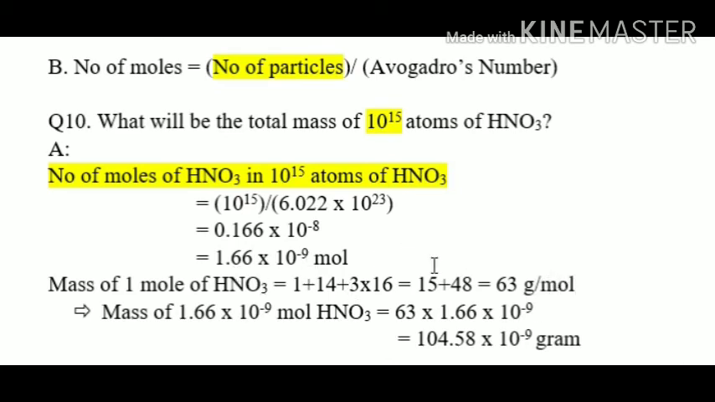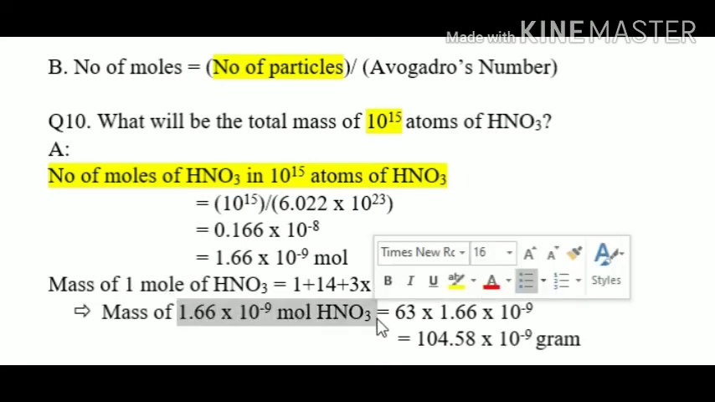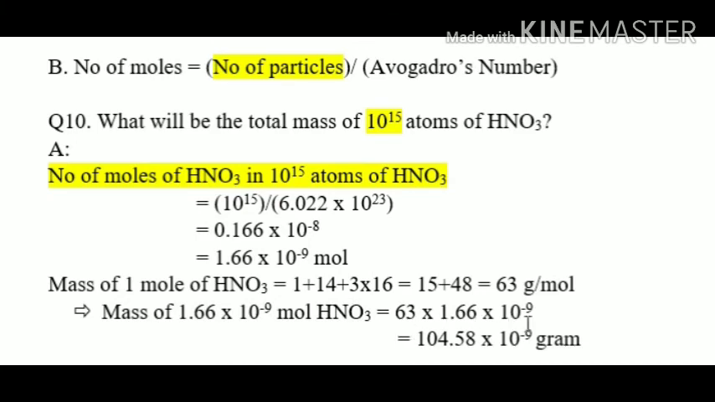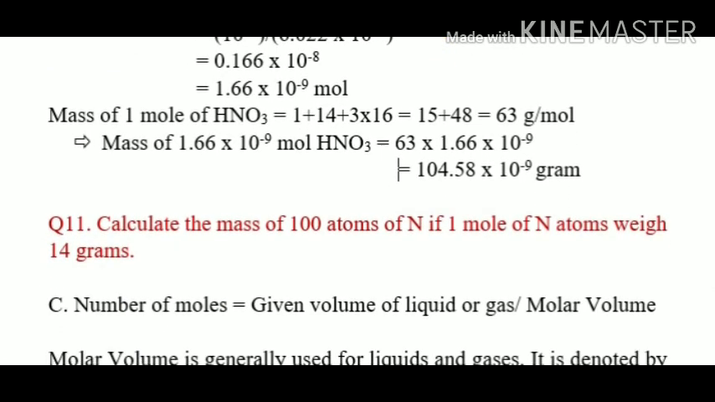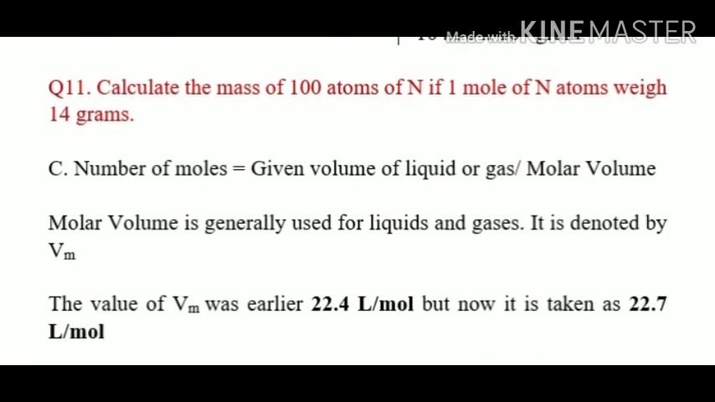So that means if the mass of 1 mole of HNO3 is 63 gram per mole, then the mass of 1.66 into 10 to the power minus 9 mole HNO3 will be 63 into 1.66 into 10 to the power minus 9 equals 104.58 into 10 to the power minus 9 grams. So in this way, you can calculate the number of moles and mass of a number of atoms from the mole concept. Okay.